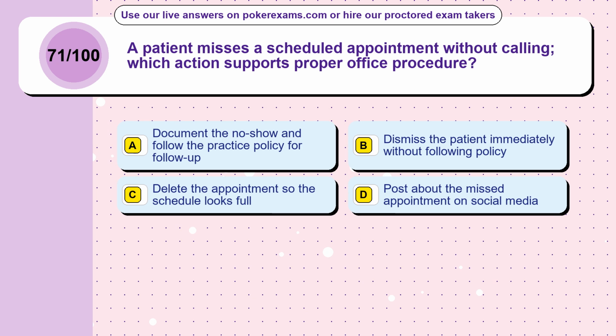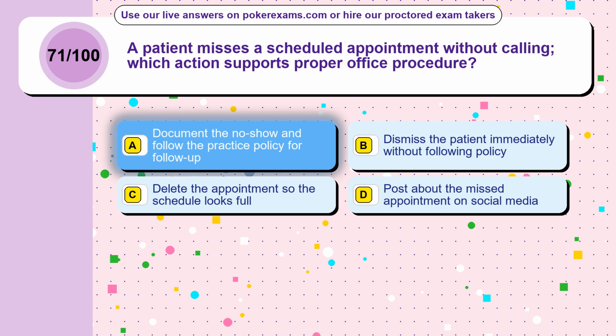Question 71. A patient misses a scheduled appointment without calling. Which action supports proper office procedure? Option A. Document the no-show and follow the practice policy for follow-up. Option B. Dismiss the patient immediately without following policy. Option C. Delete the appointment so the schedule looks full. Option D. Post about the missed appointment on social media.